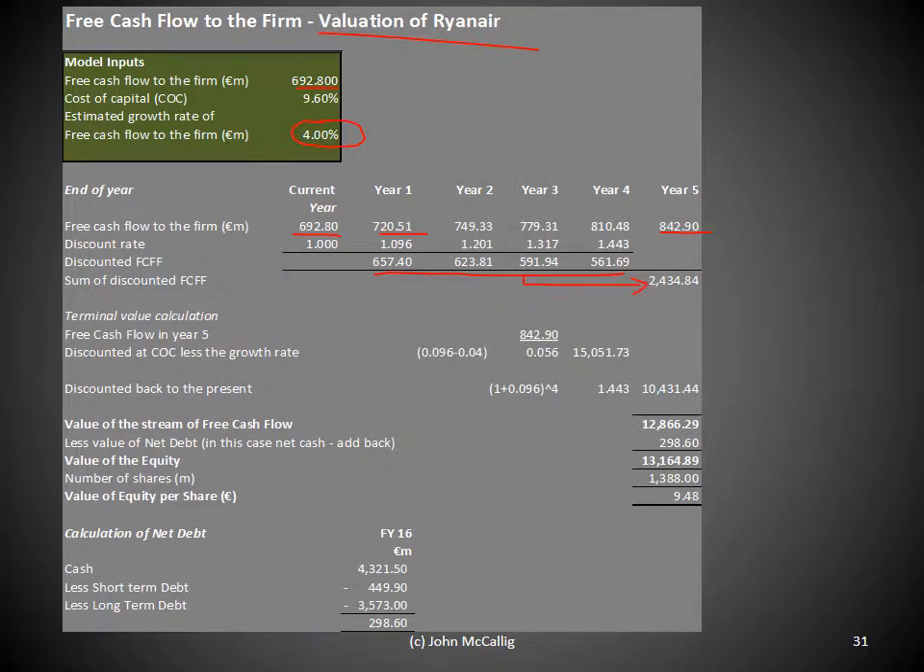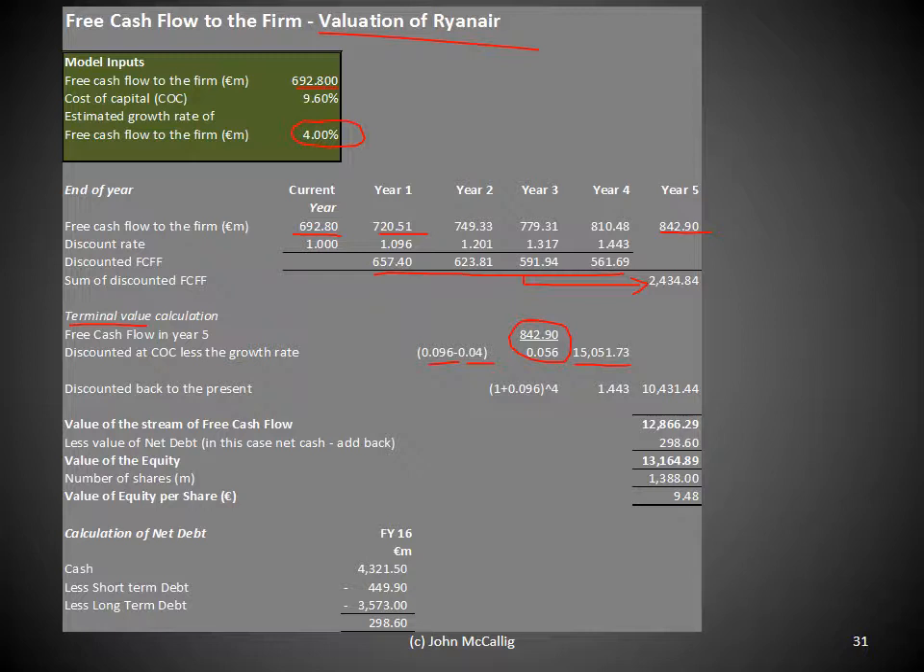Our next problem is what happens in year 5 onwards. So we have to do a terminal value calculation. We take the cash flows in year 5, divide by the weighted average cost of capital minus the growth rate, R minus G, to give us the value of the perpetuity, which is the cash flows from year 5 to infinity, which is 15 billion.